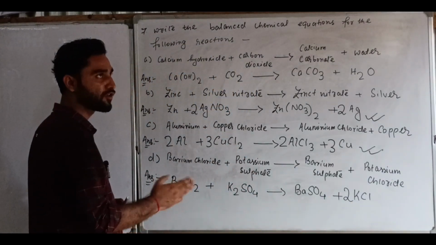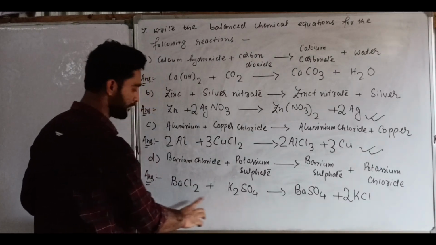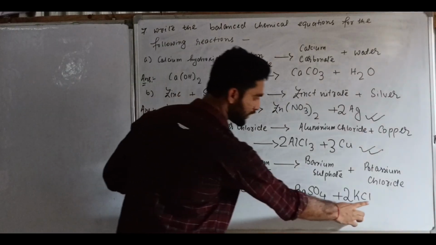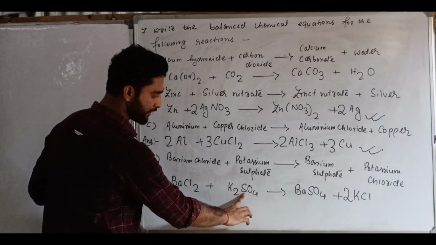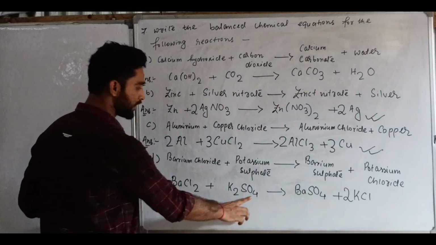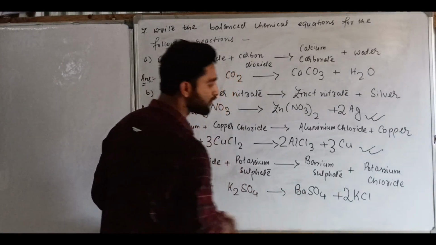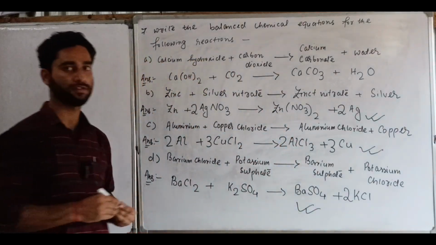Now try to balance the non-metal other than oxygen and hydrogen. Chlorine is the non-metal, sulfur is the non-metal. So left hand side chlorine 2, right hand side also chlorine 2. Chlorine also balanced. Sulfur. Left hand side sulfur 1, right hand side also sulfur 1, balanced. Now oxygen. Left hand side oxygen 4, right hand side also oxygen 4. So that is the reaction became balanced.